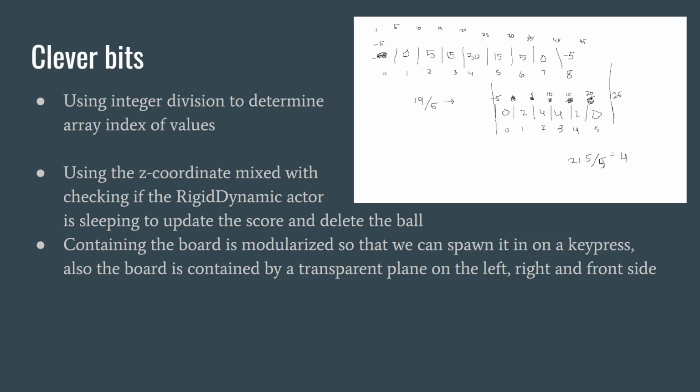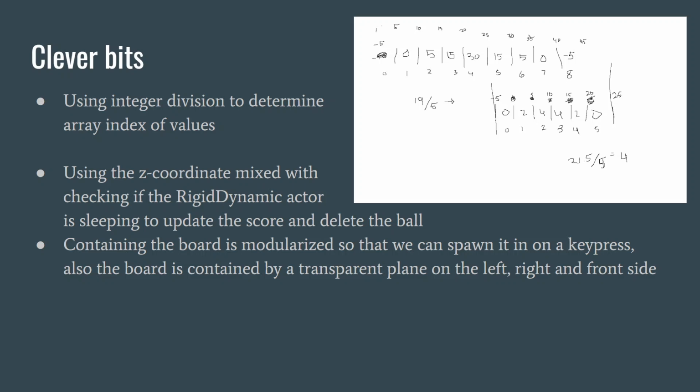Our spacing of our board and our buckets at the bottom made it so that once we got the y value assigned to them on a scale, and the ball was below a certain threshold, and we knew where it was, we could use integer division to find exactly what value in the array that was. So that was a little interesting thing.